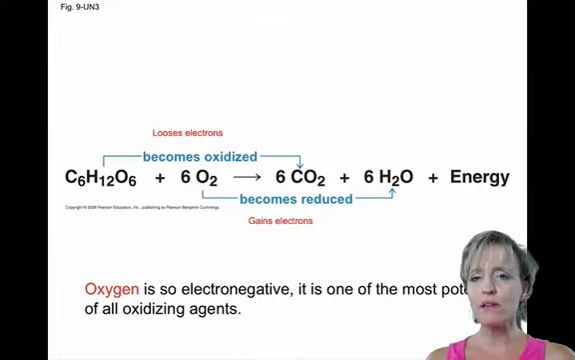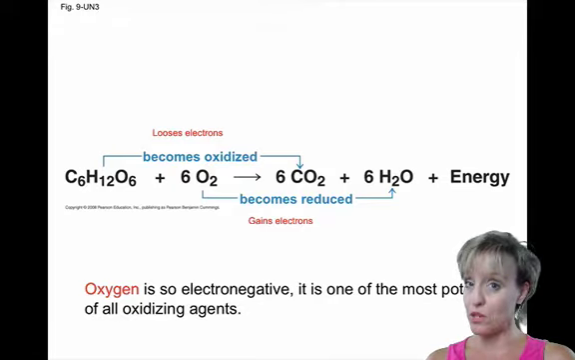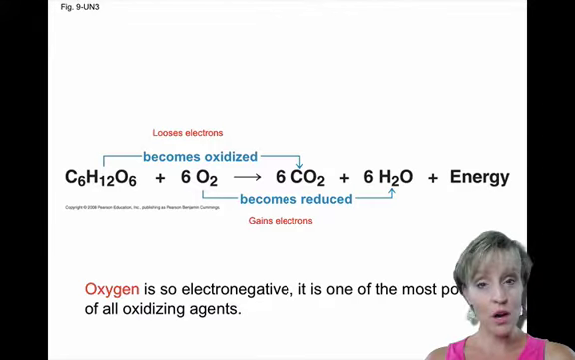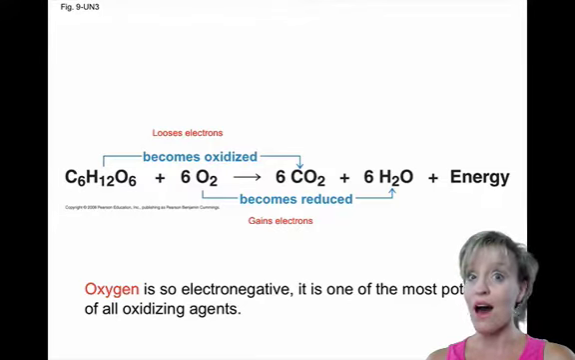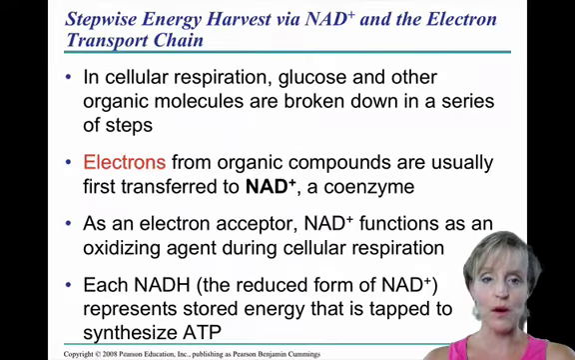So let's get this clear one more time. Glucose will be oxidized by oxygen. Oxygen will be reduced. Glucose will be the reducing agent for oxygen, and oxygen will be the oxidizing agent for glucose. So notice that as well.